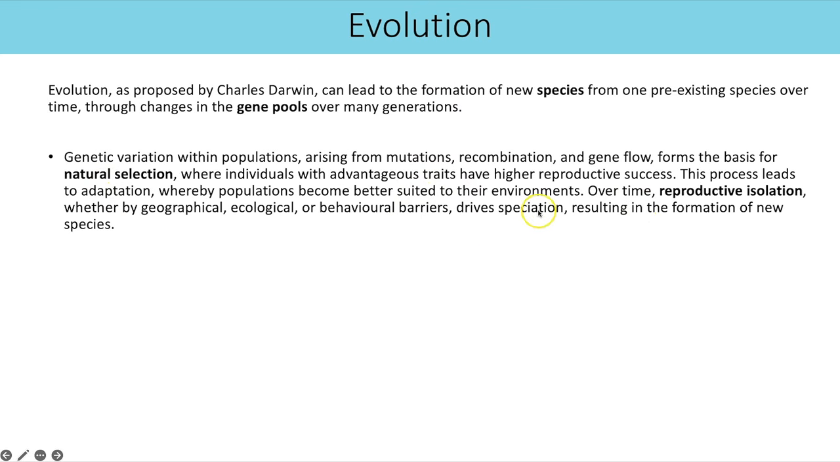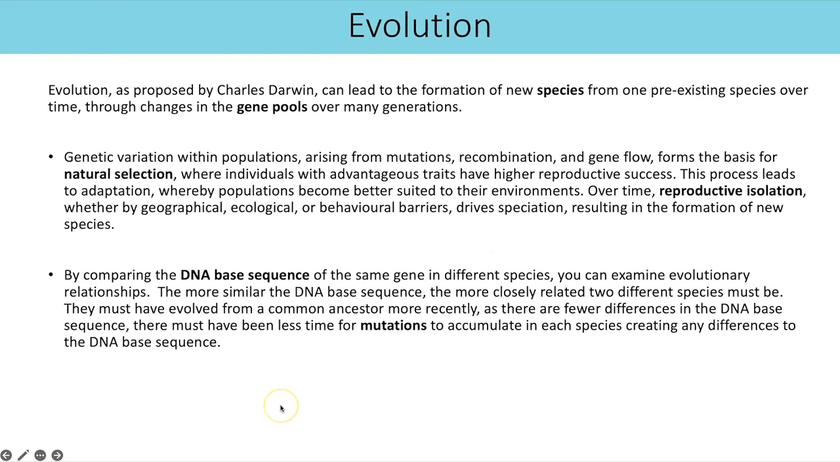But if you have, over time, reproductive isolation, which is when you have one species, one population of that species, but they become isolated so that they are no longer reproducing together, whether they're isolated because of some geographical barrier or differences in their behaviour, you get speciation, which is the formation of a new species.